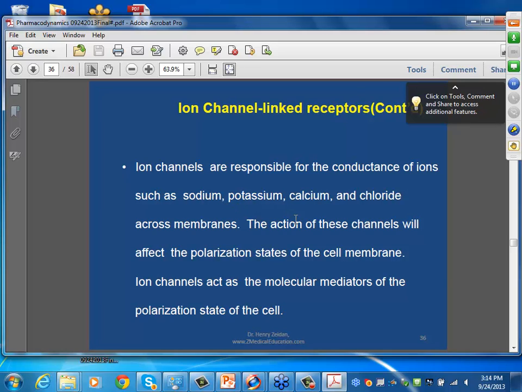So in a way, ion channels are in fact responsible for the conductance of ions. We all understand that. Common ions that you're going to see in the central nervous system: sodium, potassium, calcium, chloride. So now we have an idea what kind of mechanism of actions you expect to see when we have an appreciation of those mechanisms. The action of these channels will affect essentially the polarization state of the cell membrane. Once you imbalance this electrical potential, you expect to see hyperpolarization or depolarization. That's the issue here. And therefore, those ion channels will act as the molecular mediators for the polarization state of the cell.